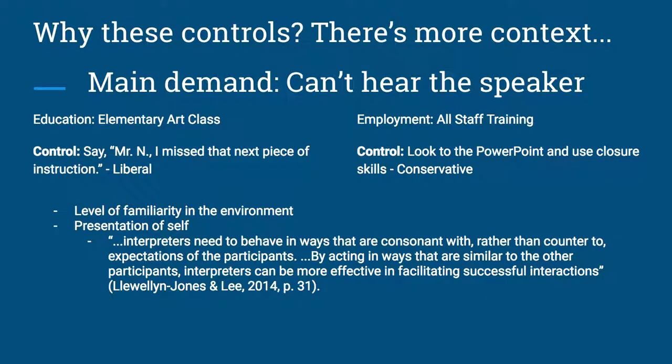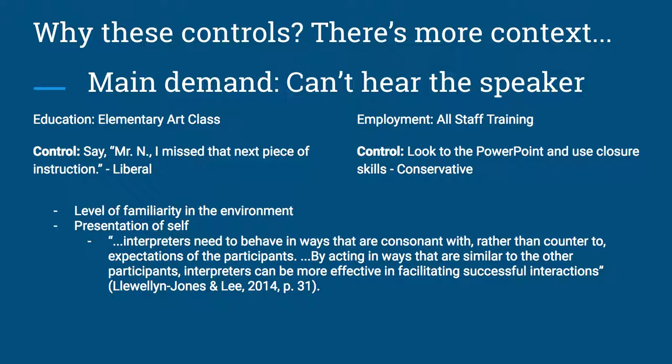So why these controls? Well, of course, there's more context. The control choice for the elementary classroom is, Mr. N, I missed that last piece of instruction. This is a fairly liberal, although moderately liberal choice. In the other example, the control choice is to look at the PowerPoint and use closure skills, which is fairly conservative, leaning towards the side of inaction. This is also a result of the familiarity of the environment and the expected role the interpreter is to play in that environment. That could, I guess, be considered another concurrent demand.